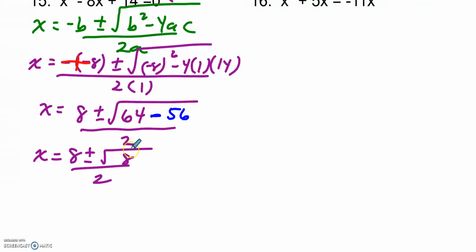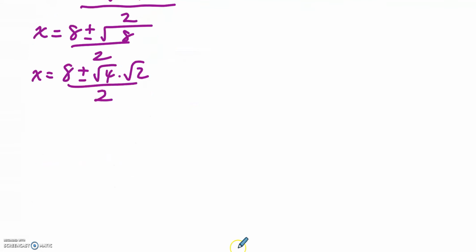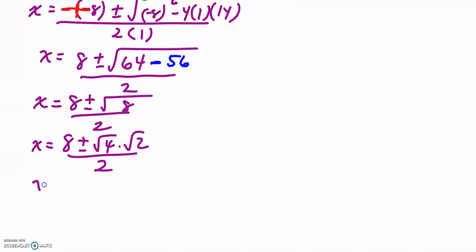But what I can do is split root 8 into a perfect square and a not. So I could get 8 plus or minus, make this into root 4 times root 2, all over 2. Let me keep extending the page here. So that would be x equals 8 plus or minus the square root of 4 is 2, root 2, all over 2. And now I like to call this the triangle of numbers.